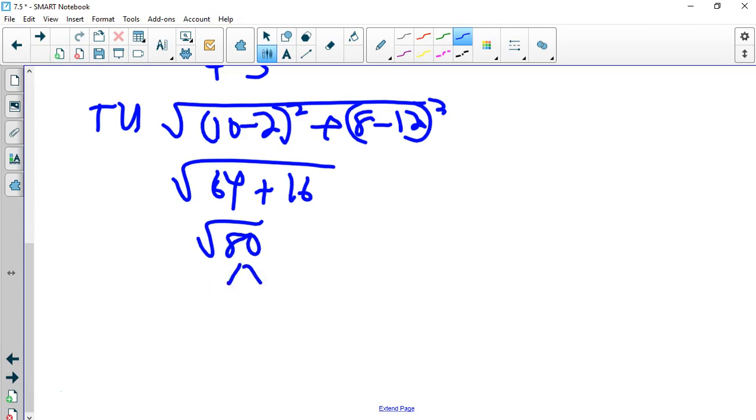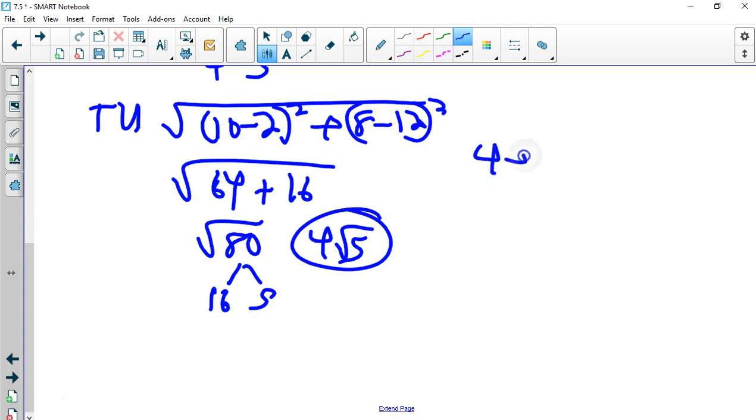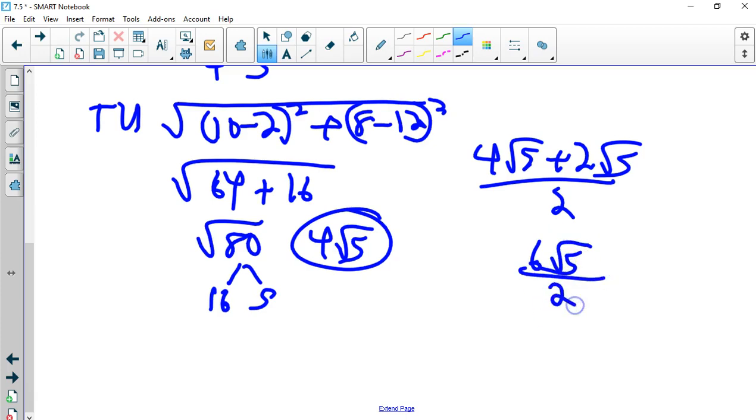Now, if you use a chart, 16 times 5 is 80. 16 is a perfect square. That is 4 root 5. That is the length of the other base. So, we have to add our bases and divide by 2. So 4 of these plus 2 of these is 6 of these. And 6 divided by 2 is 3. So 3 root 5 is the measurement of YZ. Final answer.